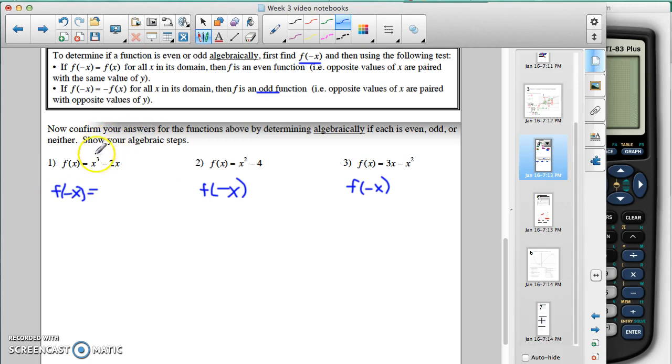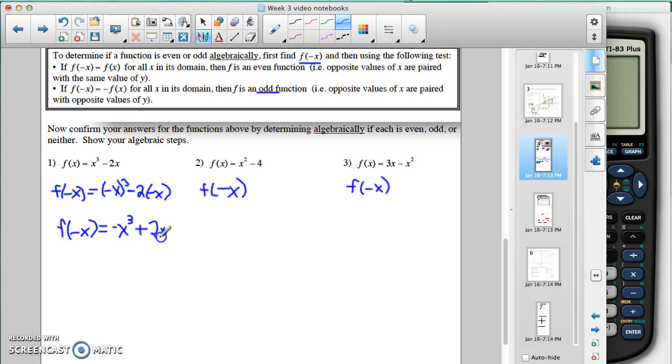Now I'm going to use parentheses around those values, so I can plug in the negative x here. So this one's going to be negative x cubed minus 2 times negative x. Okay, so when I'm working this one out, we're going to say f of negative x is going to equal, well, that's negative x times negative x times negative x, which is going to be negative x cubed, because it's negative times negative times negative. And then this one is a negative 2 times a negative x, so we're going to get positive 2x.